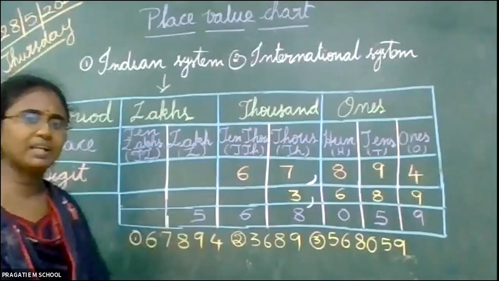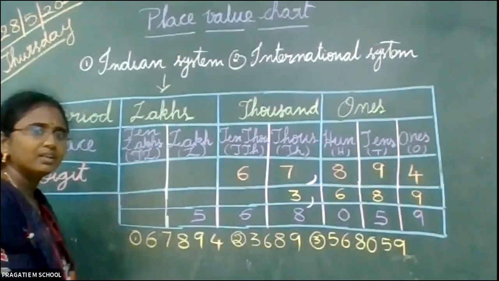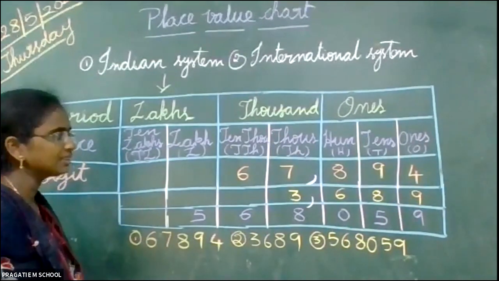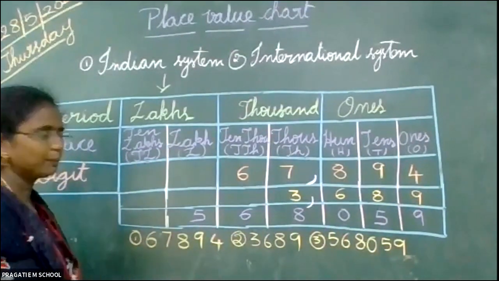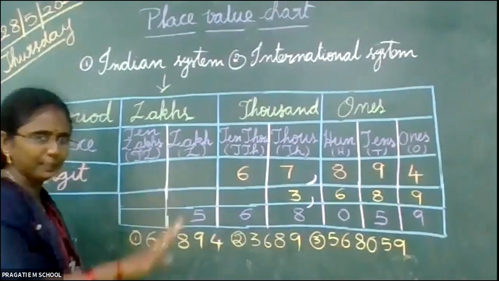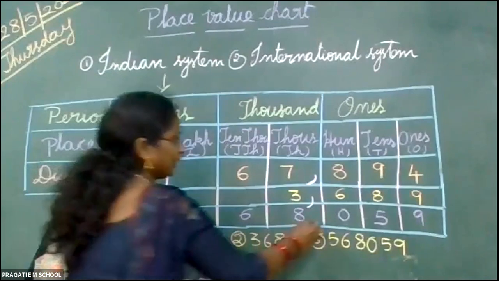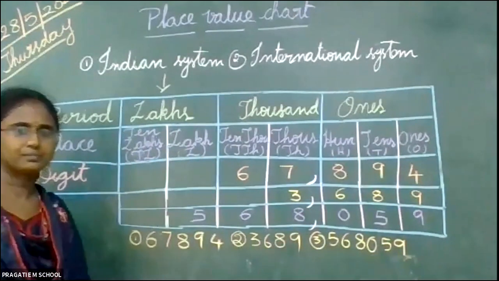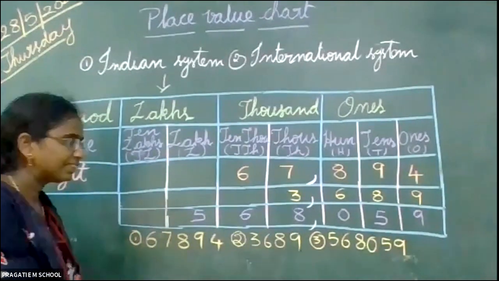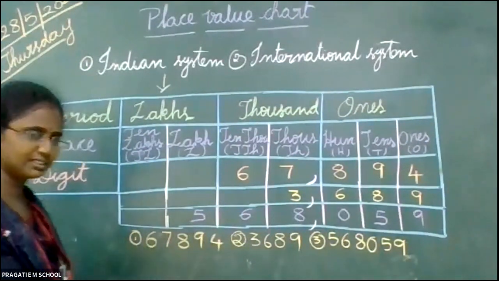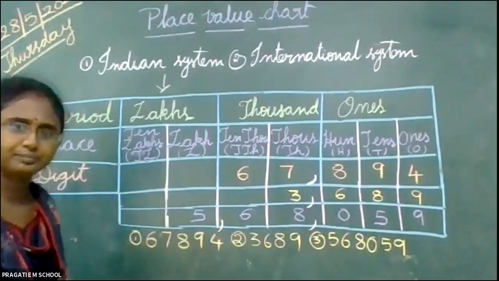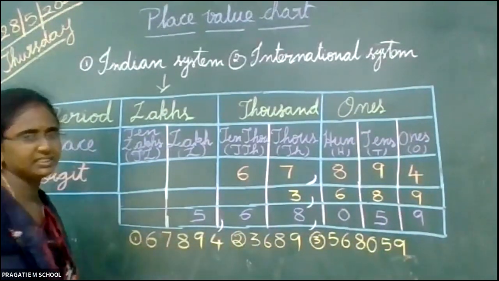9 in ones place, 5 in tens place, 0 in hundreds place. Those 3 digits are in one period, so I'm keeping a comma. Thousands place 8, ten thousands place 6. There you have to keep the comma. And lakhs place is 5.